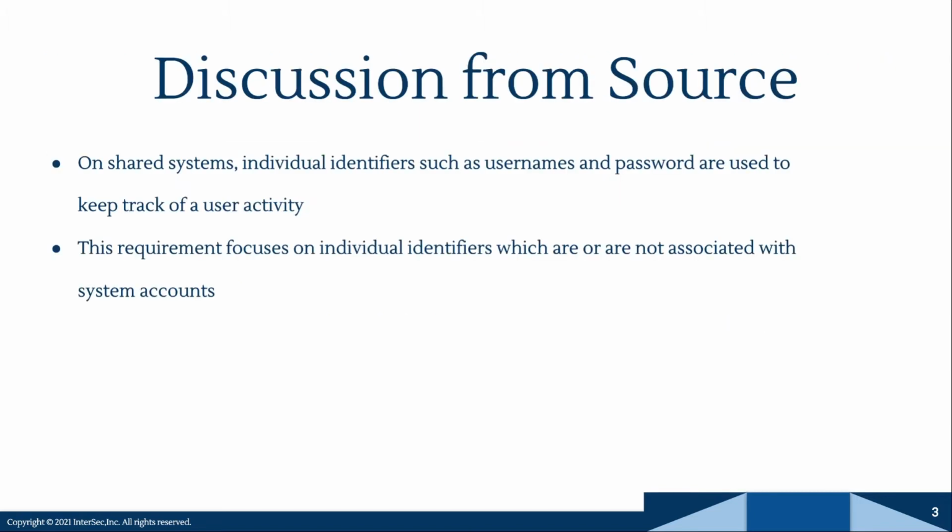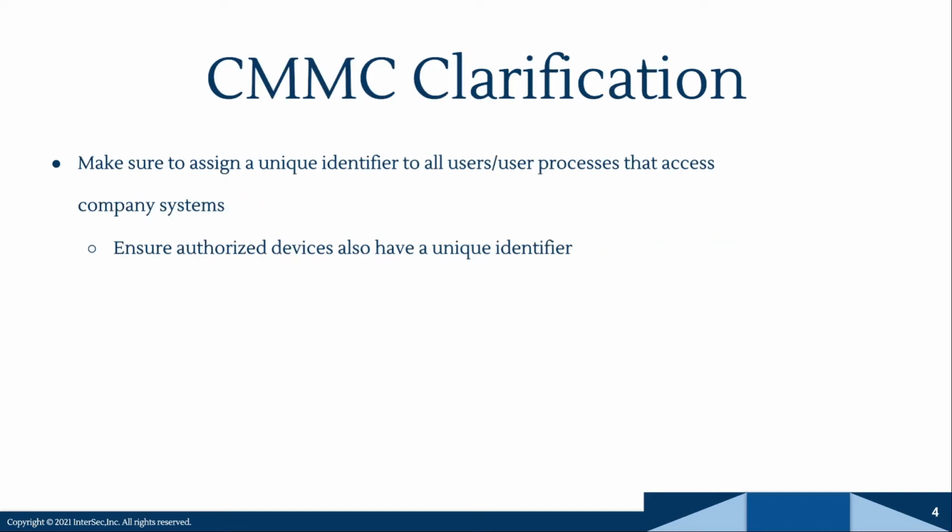Let us discuss identification and authentication from a NIST 800-171 point of view. Here, it's going to be all about individual identifiers on shared systems, such as usernames or passwords, which you will use to keep track of a user's activity. It's also going to focus on individual identifiers which are or are not associated with system accounts, so creating that differentiation between them. Now, what does this mean in regards to CMMC?